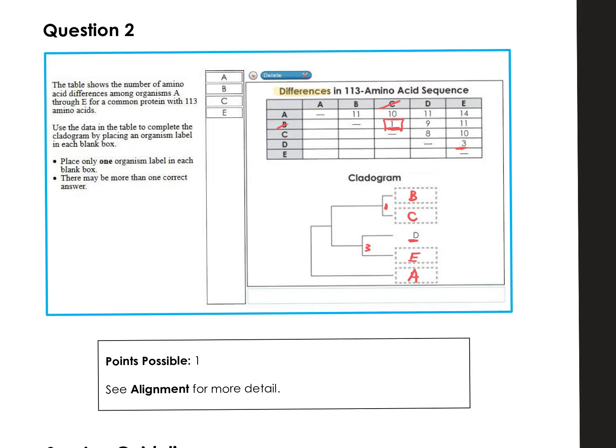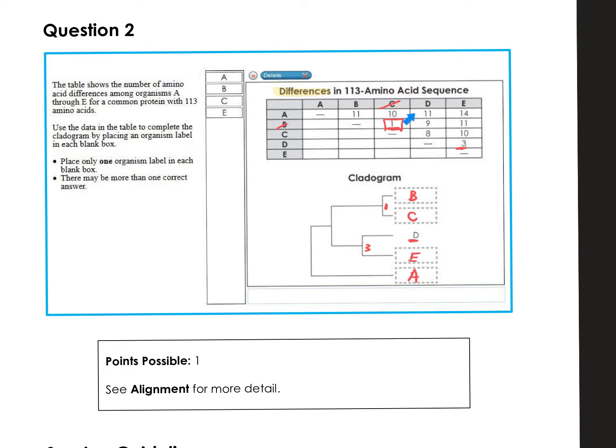The key here is that you're just looking to see, why is this tricky? Because normally we look at how many common things they have when we did a cladogram. Here they threw you for a loop and they said how many of these are different. These are the differences. So the larger number is not an increase in similarity, it's actually an increase in differences. So they're going to be the ones that are furthest away.